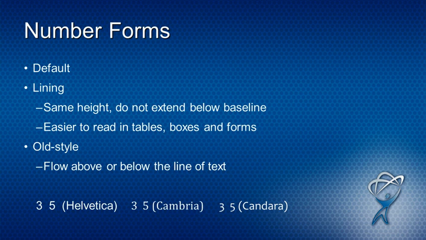You'll see how in the middle with Cambria, the 3 and the 5 are the same height and they kind of sit along the same baseline as the text that we have typed there as well. But when we go to our last example of Candara, there we can see that the 3 and the 5 kind of have that little swoosh that goes below the baseline. That's what we're talking about when we say it's allowed to flow above or below the line of text.